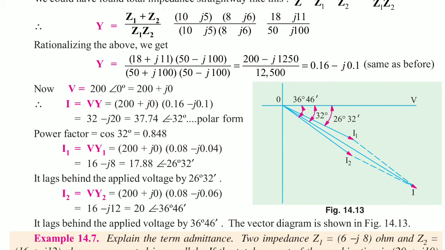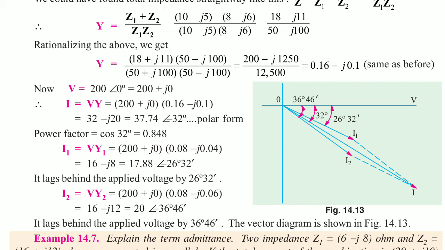So now I2 is equal to V into Y2. That is equal to 200 plus j0 into 0.08 minus j0.06. That is equal to 16 minus j12. That is equal to 20 angle of minus 36 degrees 46 minutes. Here it lags behind the applied voltage by 36 degrees 46 minutes.